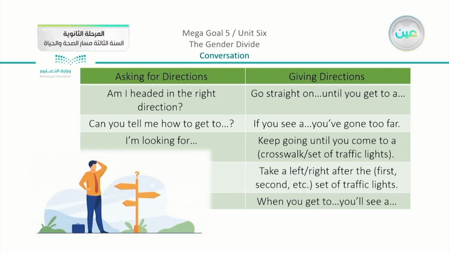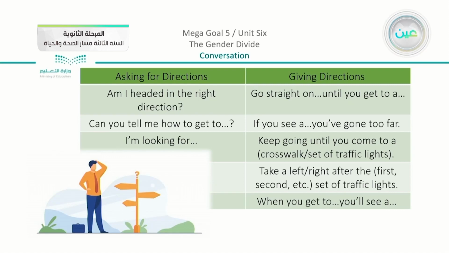For example, am I headed in the right direction? Can you tell me how to get to, or I'm looking for? On the other hand, when I am giving directions, I do have more options. Go straight, you can go left. If you see something, you've gone too far, we can say also to take left or take right.